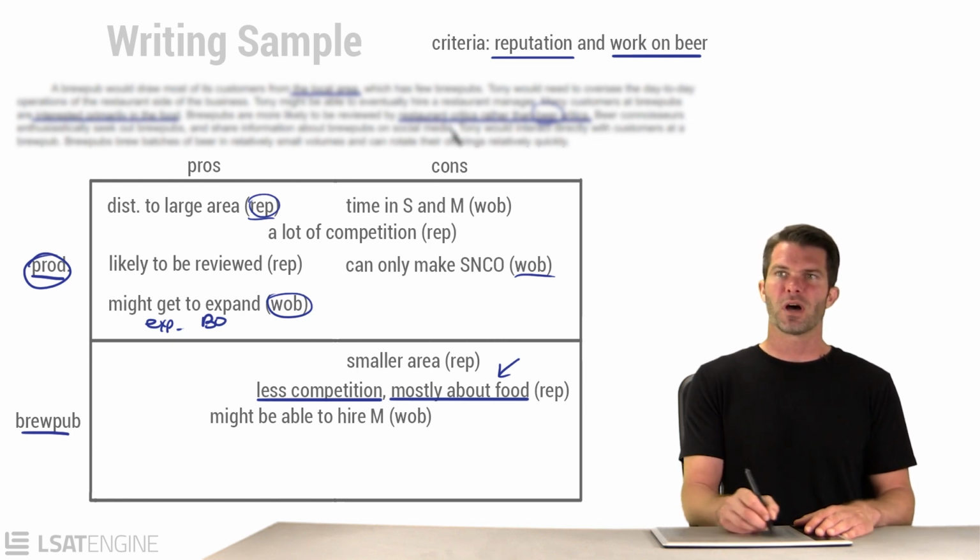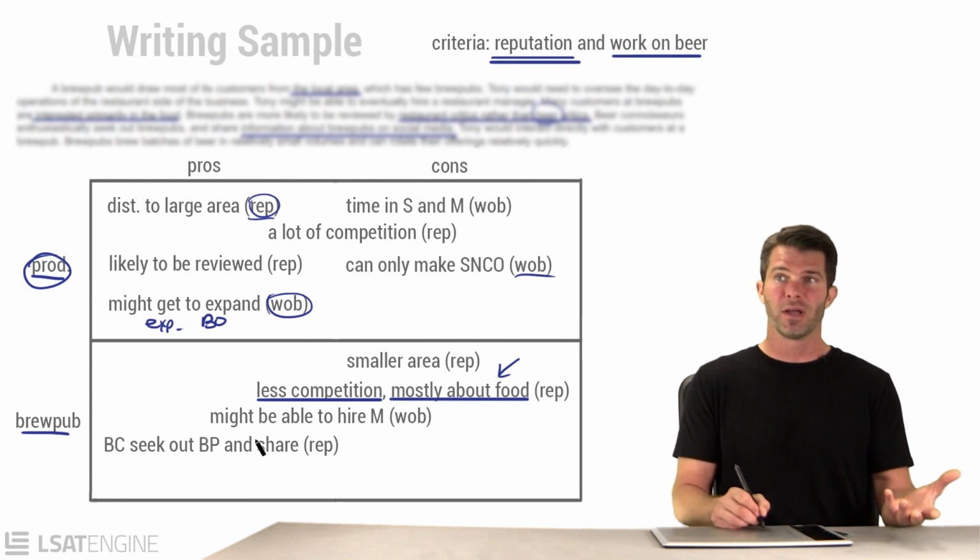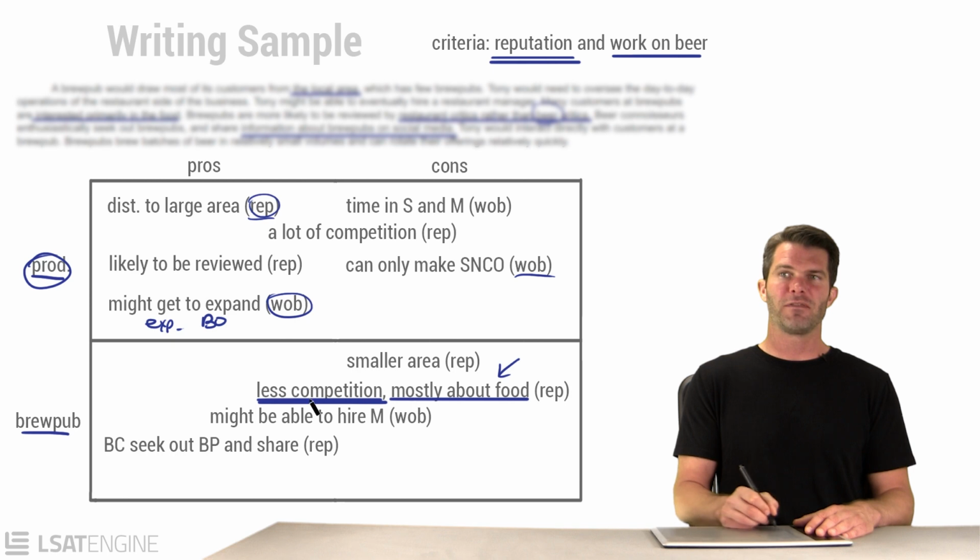We're then told that beer connoisseurs enthusiastically seek out brew pubs. That's really good because those are part of the people he's trying to get a reputation with. Beer connoisseurs enthusiastically seek out brew pubs, and they share information about brew pubs on social media. That's huge. That could definitely get his reputation up if these beer connoisseurs seek out his brew pub. And he has not a lot of competition in the area. So if you were advocating for the brew pub, these two facts together might be one of your strongest pros.